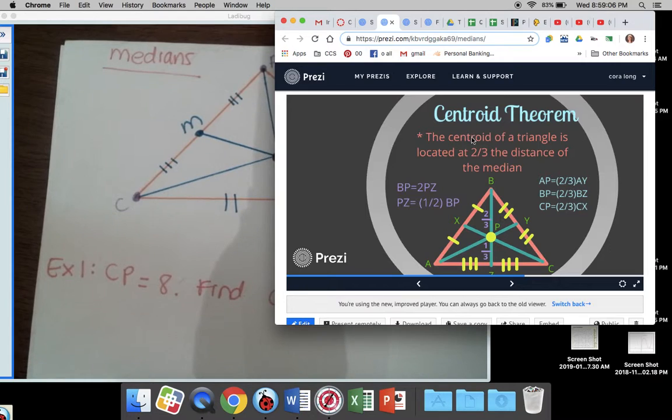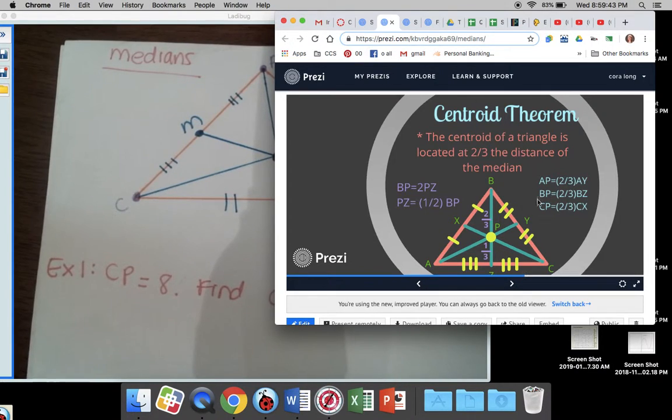So, the centroid theorem states that the centroid of a triangle is located 2/3 the distance of the median. So if you start at a vertex point and extend down to the centroid, you have extended 2/3 of the way down, which means the distance from the vertex to the centroid is 2/3 the length of the entire median. And the distance from the centroid to the side of the triangle is 1/3, because 2/3 plus 1/3 equals one whole median.